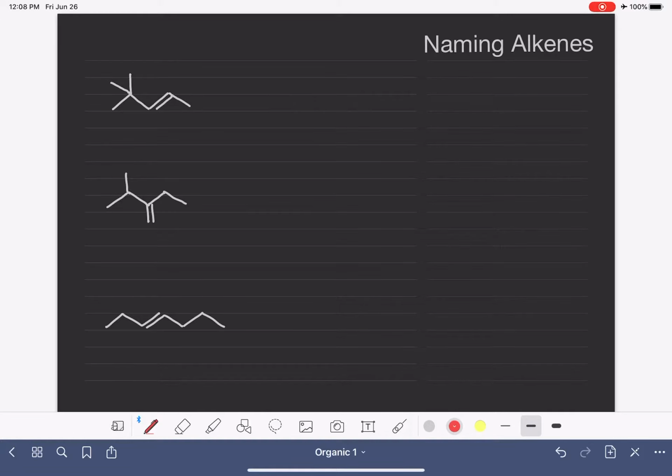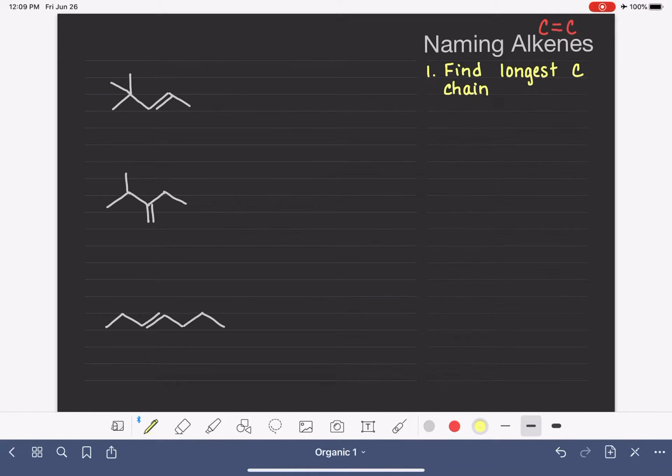An alkene is a molecule that has a carbon-carbon double bond. Let's go over the rules for naming alkenes. The rules for naming alkenes are going to be really similar to the rules for naming alkanes that you already are familiar with. So just like with alkanes, our first step in coming up with the name is to find the longest continuous chain of carbon atoms. So we're looking for the longest carbon chain.